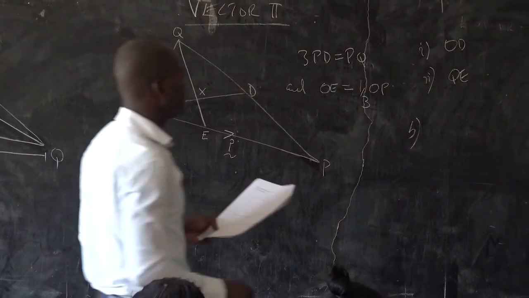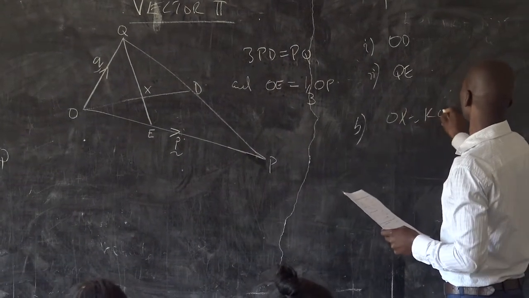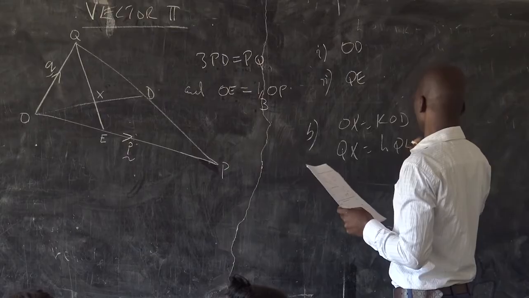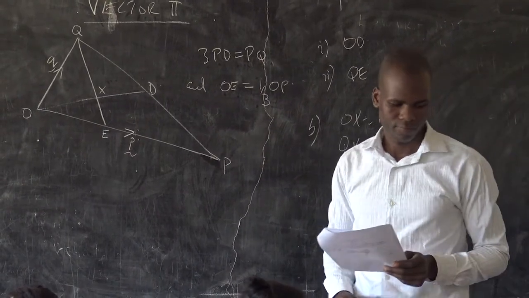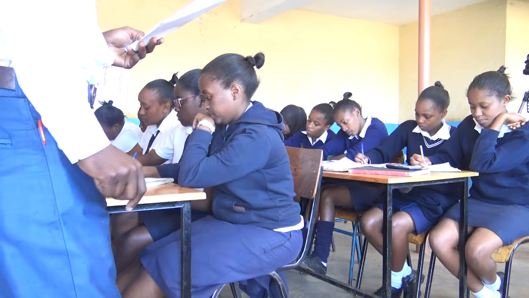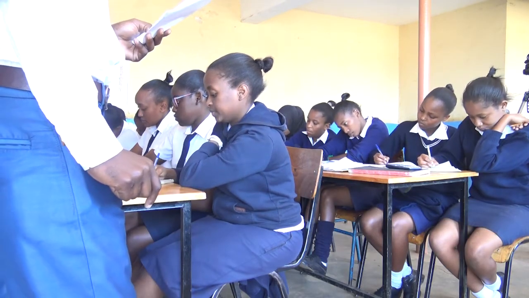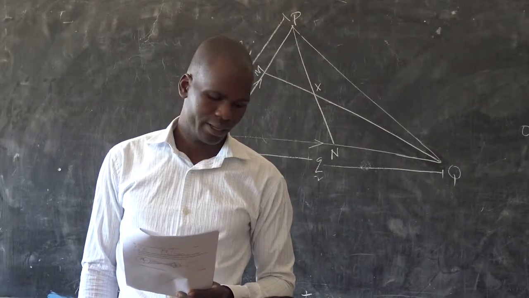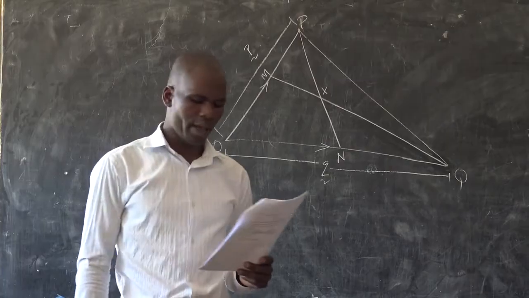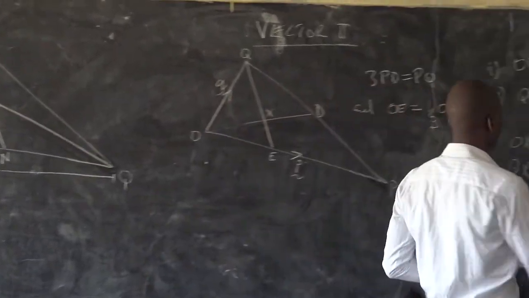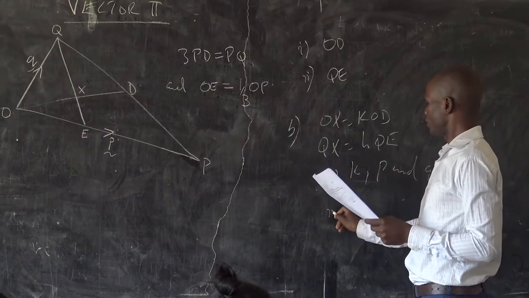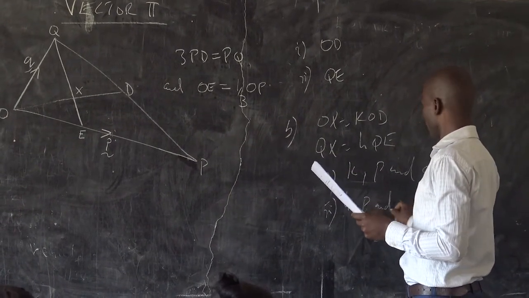if OX equals to k OD and QX equals to h QE, where k and h are constants, express OX in terms of the following in simplified form. Roman 1, k, p, and q. Roman 2, h, p, and q.